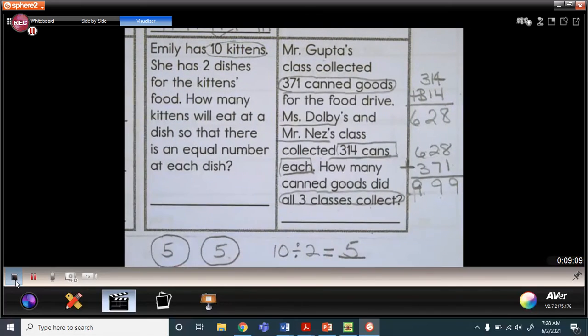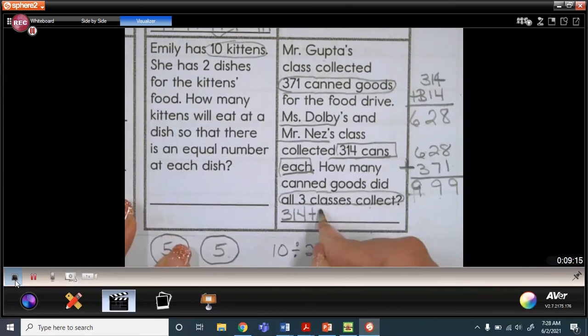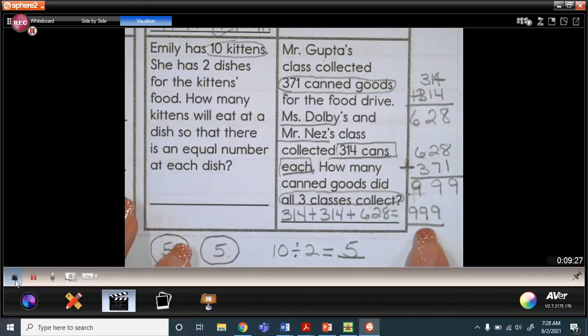So we can use what we know here and write our equation and show the equation with our sum. And 999 would be our sum. So those are the problems for today.